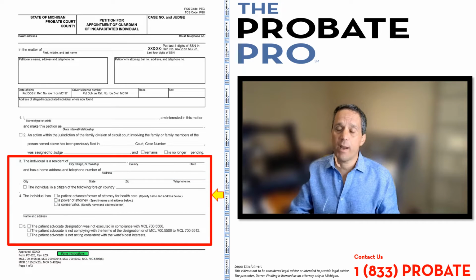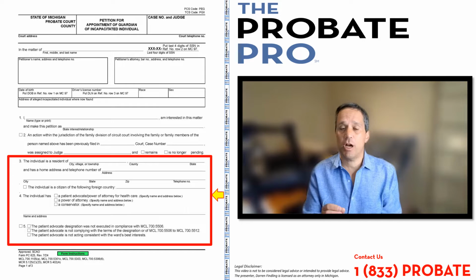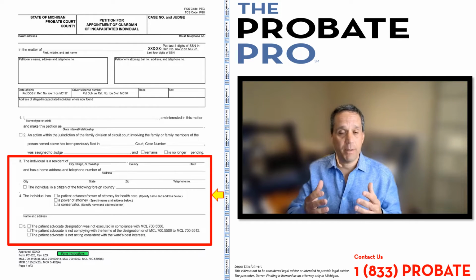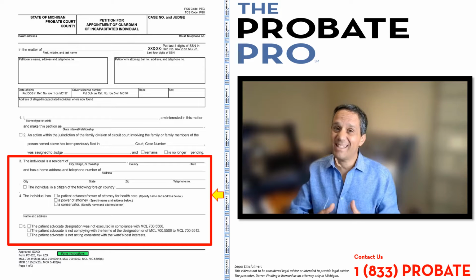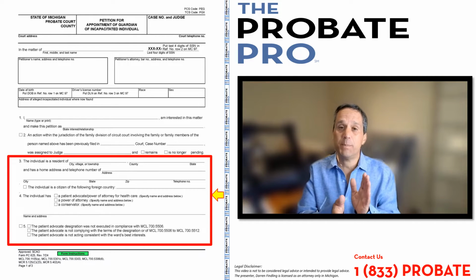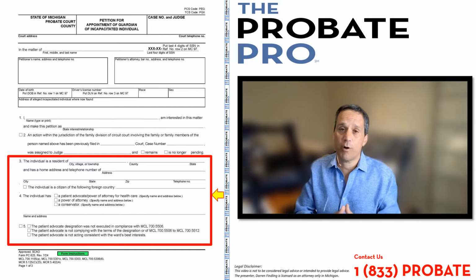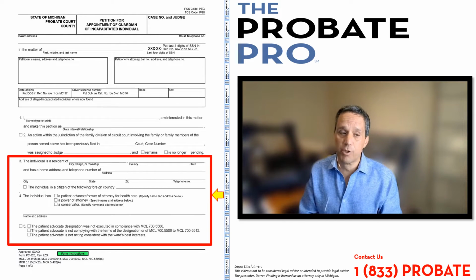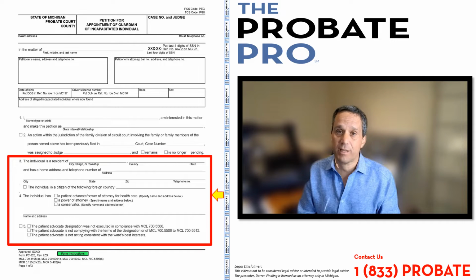As we continue down to paragraph 3, it indicates the identification of the residency of that individual. Residency can often be quite easy to determine, and sometimes it's complicated because people often move over periods of time, or maybe they're on the streets. You identify the home address and telephone number, and if they're a citizen of a foreign country, that would be that section with the little click box.